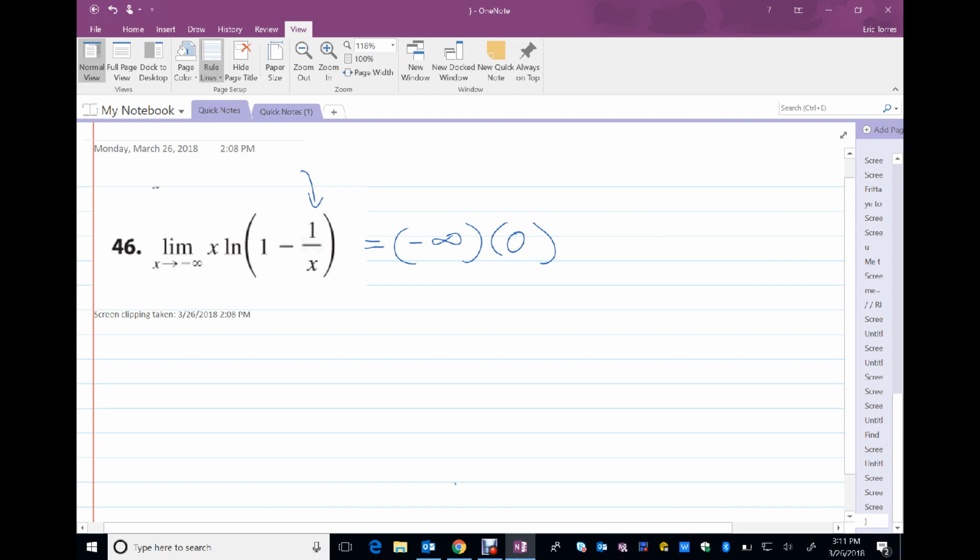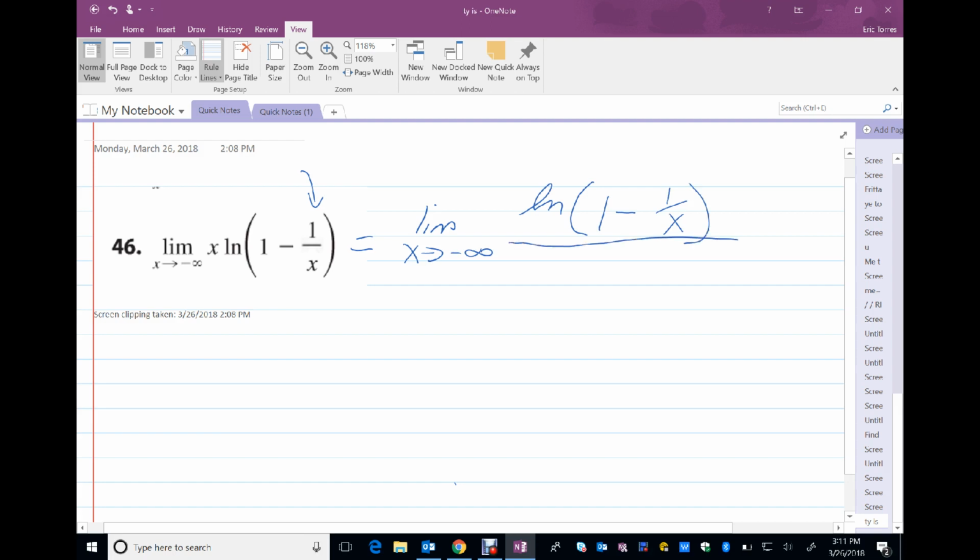So I can apply L'Hopital's rule. However, I need to turn it into one of the other forms. What I will do is rewrite this. Instead of x multiplication, let me rewrite the top as ln of 1 minus 1 over x.